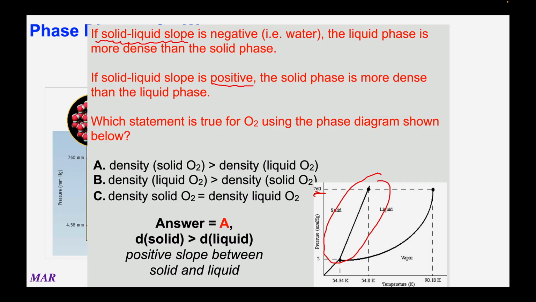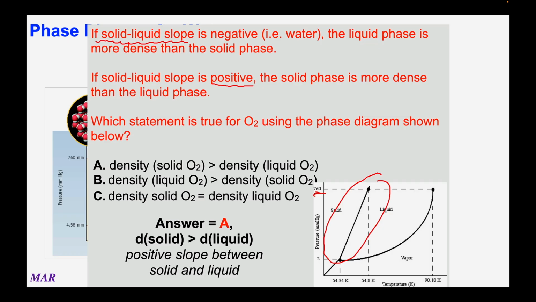And again, why that's kind of cool is that when you see water here in a little bit, water has a negative slope. Negative slopes mean that the liquid phase is more dense than the solid phase. So the ice cube floating on liquid water, again, very, very rare, but you can quickly tell from a phase diagram if that's true or not by the slope of the line.